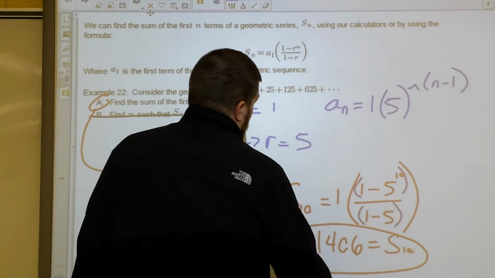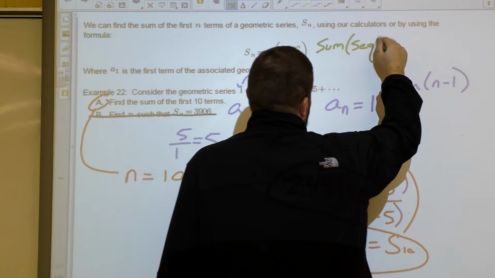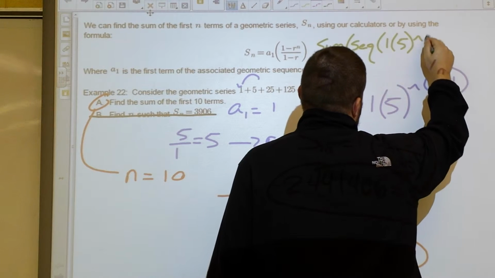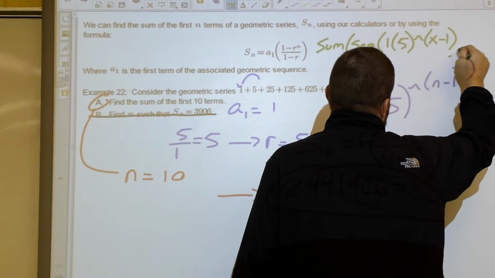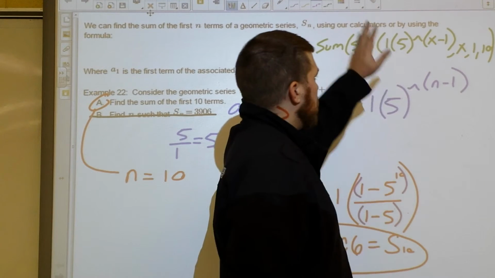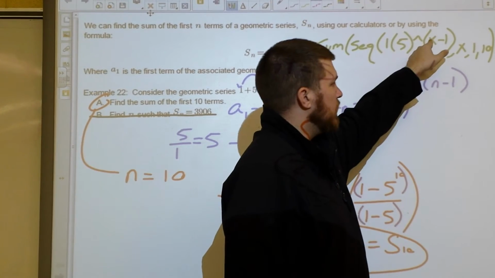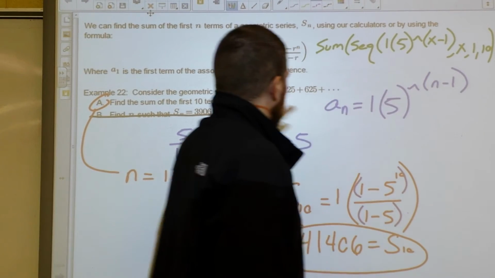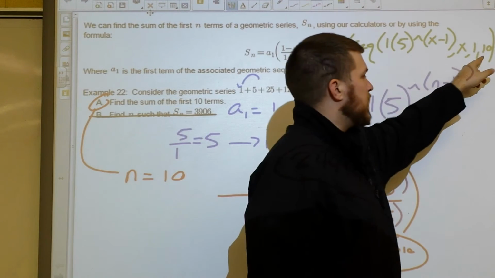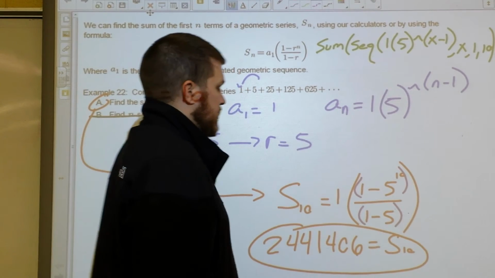And so what it's going to look like in our calculator, we're going to say sum, sequence, and then we're going to use our rule, 1 parentheses 5 raised to the parentheses x minus 1, comma x, comma 1, comma 10. Again, this piece right here represents our geometric sequence. X is for the variable that we used. 1 is because we're starting in the first position of our series. And 10 is because we want to stop at the 10th position of our series.